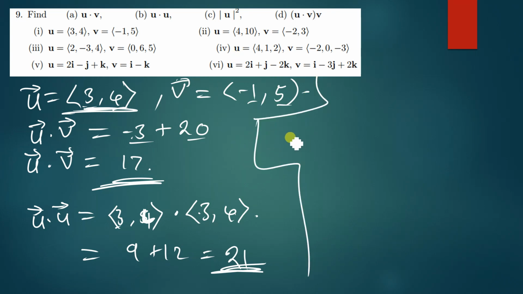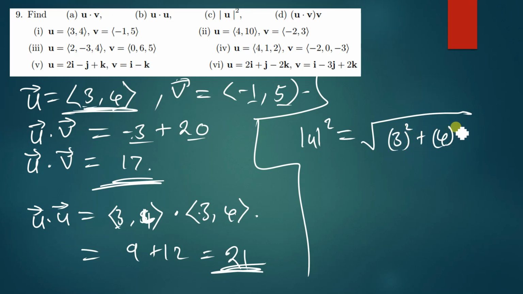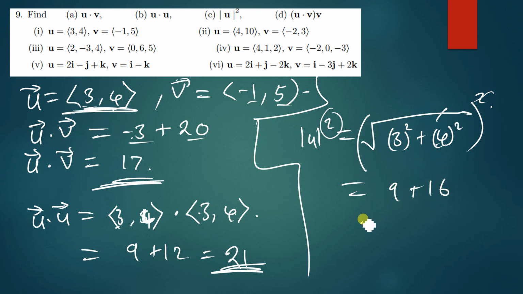Part C says we find the magnitude of U and then we square it. So the magnitude of U squared is simply going to be the square root of, U is 3, 4, so we have 3 squared plus 4 squared, and this has been squared, so we square it. This square root and that square will cancel. So we just remain with 3 squared, which is 9, plus 4 squared, which is 16. When you add 16 and 9, that will give us 25. So that is the magnitude of U squared.